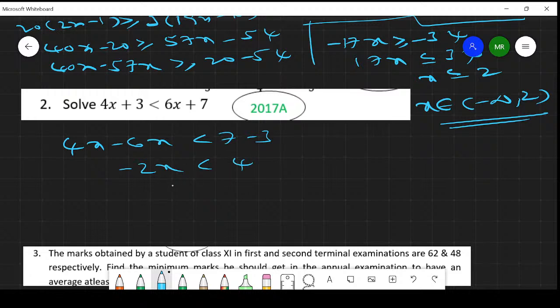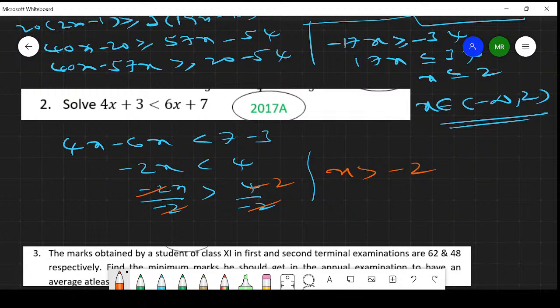Now you can see here, if I divide by minus 2 on both sides, minus 2x by minus 2 and 4 by minus 2, then less than will become greater than. So I can eliminate the minus 2 here, and x greater than minus 2 comes. Correct, 4 divided by minus 2 is minus 2. Is it clear? The symbol will change. When you are multiplying or dividing by a negative, less than will become greater than. X greater than minus 2.